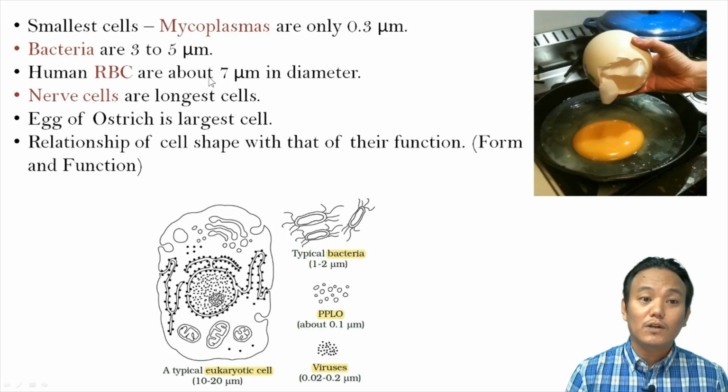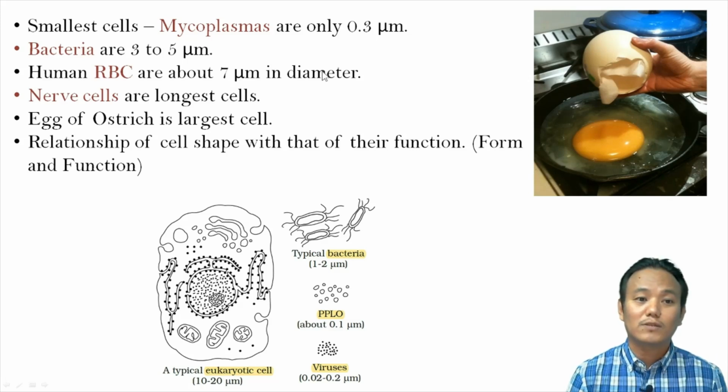Human RBCs are much larger than bacteria and mycoplasma. They are about 7 micrometers in diameter. But it's still comparatively small. We cannot see them with our naked eyes. We have to use a microscope to see them. And then we have nerve cells, which are the longest cells within our body, right? And within the animal kingdom, you can try to Google what is the longest nerve cell.